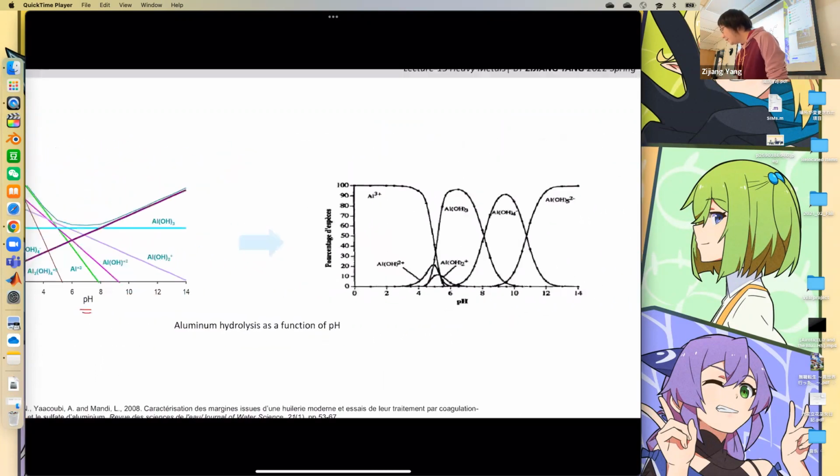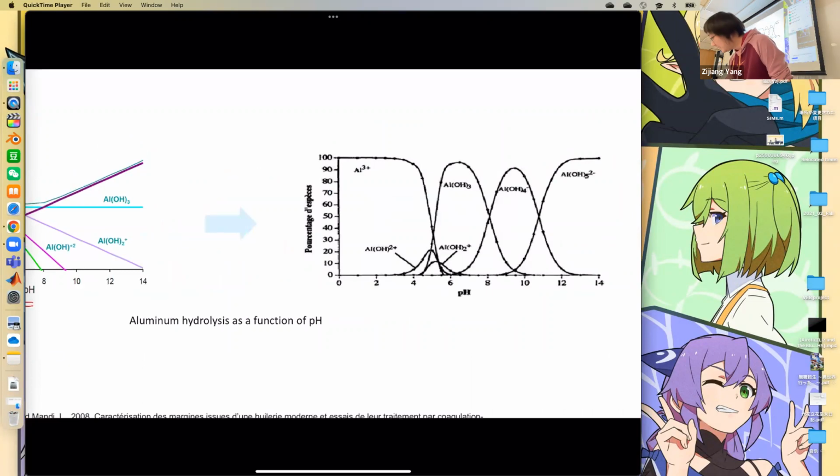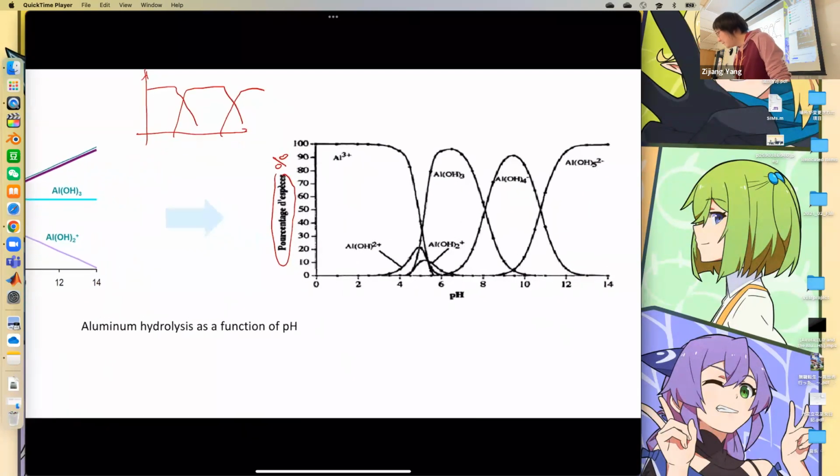We can transform this into the fraction. So basically, this is the percentage. This is the fraction, and this is similar to the carbonate system that we have, if we remember this. But this just shows the different species of aluminum. We can see that this is the pH and this is the percentage.